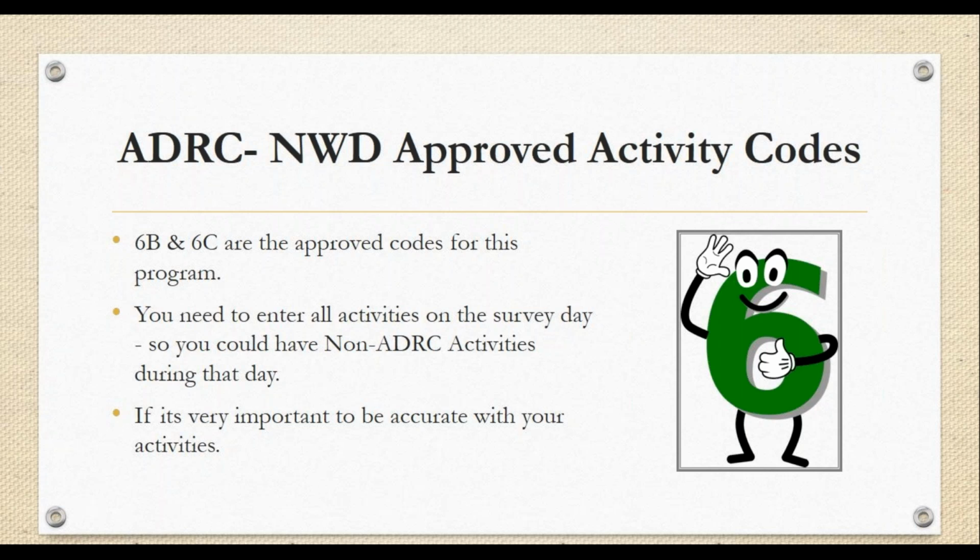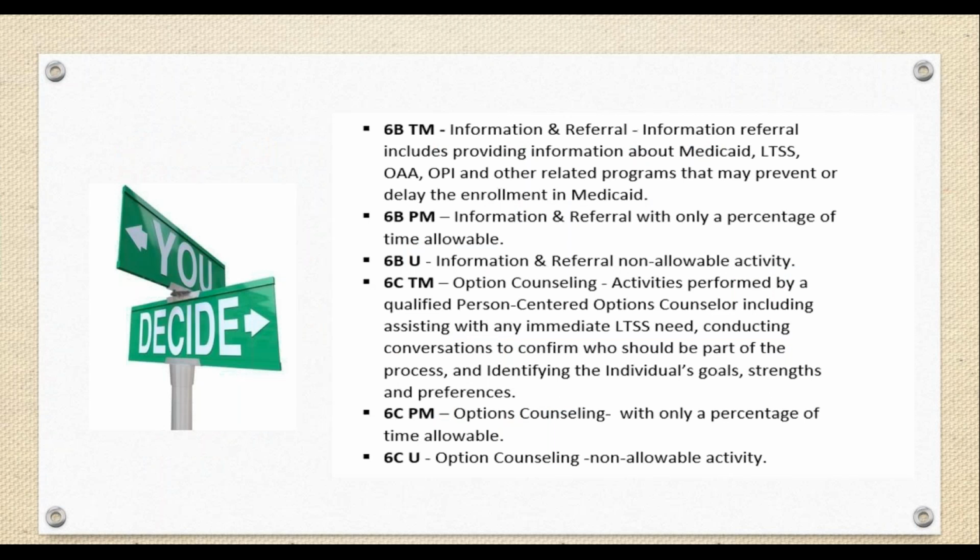So to get Medicaid requirements, we had to break out the code. So we have 6B TM, which is total match. We have 6B, which is partial match, and then you have 6BU, which is unallowed. And then you have those same codes for option counseling. We really feel like how the state of Oregon has set up the codes, you will only be using 6B total match and 6C total match.